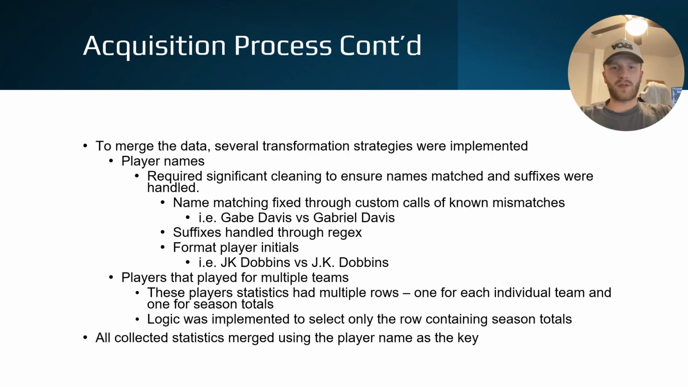To merge the data from different sources together, we had to use several strategies to make the data fit. The first issue lied with our primary key, player names. This required significant cleaning to make sure that names matched and suffixes were handled. Name matching was fixed using custom callouts of known mismatches, like Gabe Davis versus Gabriel Davis. Suffixes were also removed using regex. Additionally, player initials were formatted to match, so an instance of this was J.K. Dobbins versus J.K. Dobbins.